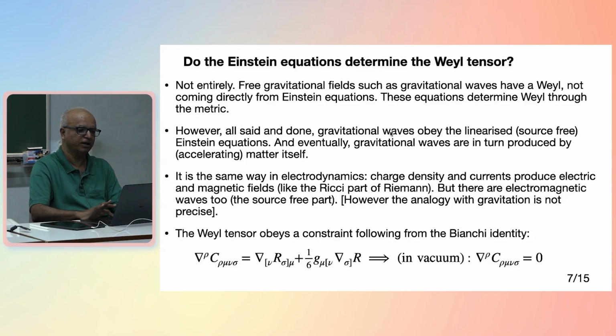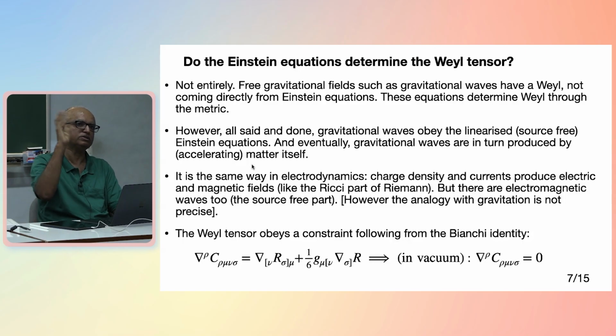I'll tell you my way of looking at it. All said and done, gravitational waves do obey the linearized source-free Einstein equations. Box h-bar equal to 0. Sanjit might have told you that, yeah? And eventually gravitational waves are in turn produced by accelerating matter itself. So there's nothing magical.